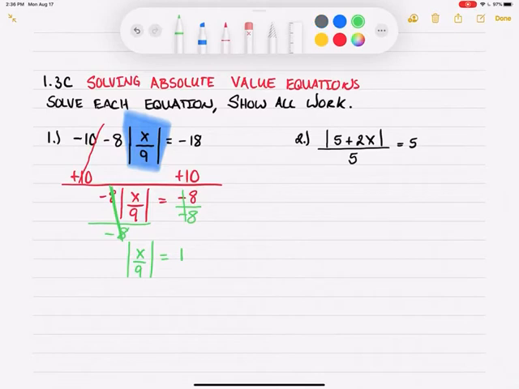From here, I'm going to break this up into two equations. X divided by 9 is equal to positive 1. X divided by 9 is equal to negative 1. Now what I'm going to do is get x by itself by multiplying both sides by 9. So x equals positive 9. And then multiply both sides by 9 on the second equation, so that x equals negative 9.